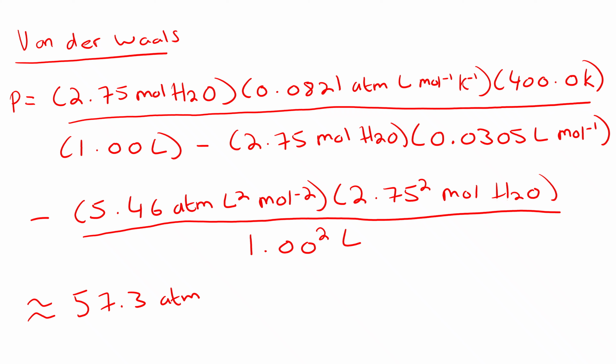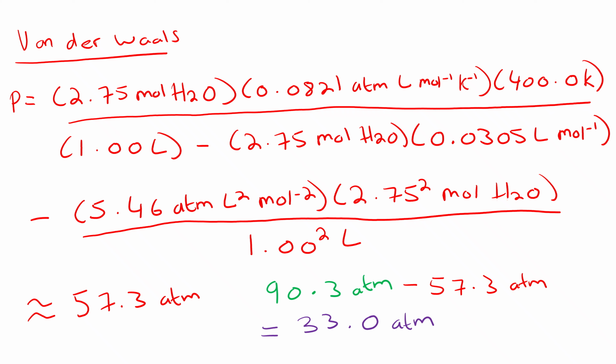So we take the value we calculated using the ideal gas equation, which was 90.3 atmospheres, and we subtract from that the value we just calculated using the van der Waals equation, which was 57.3 atmospheres, and we would get an answer of 33.0 atmospheres, which is quite a substantial difference.